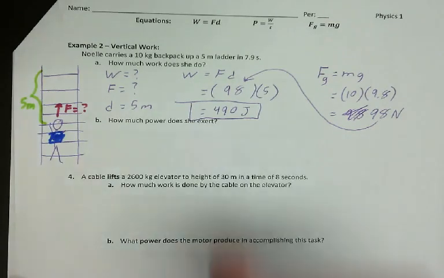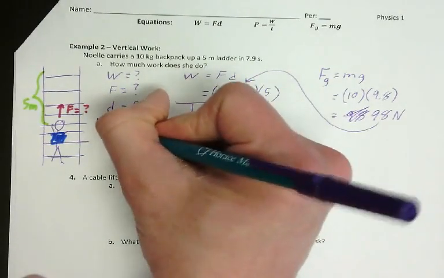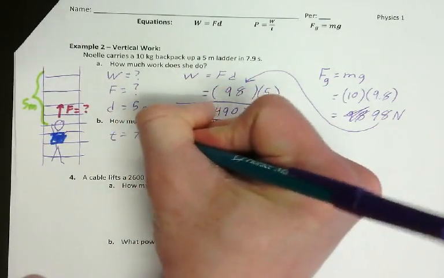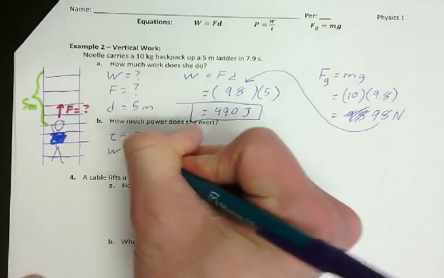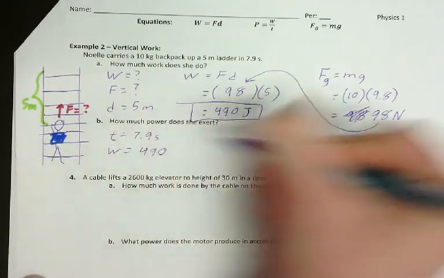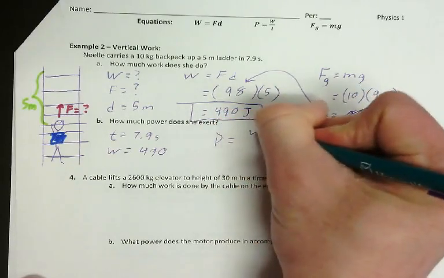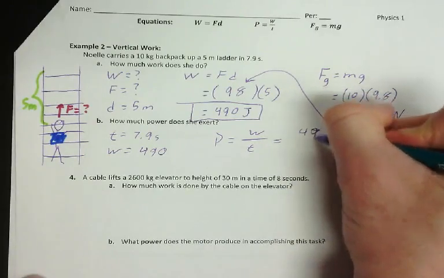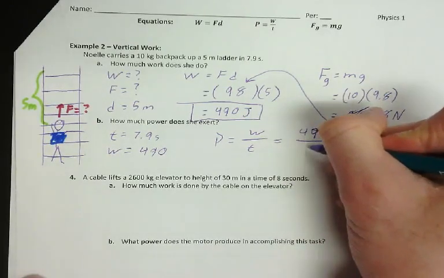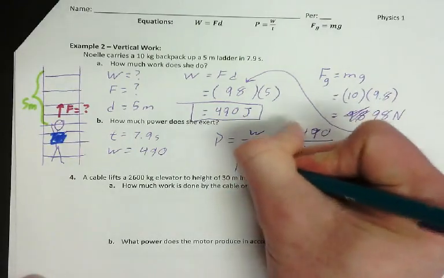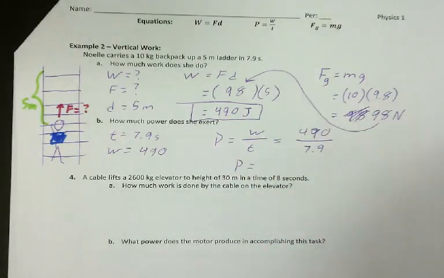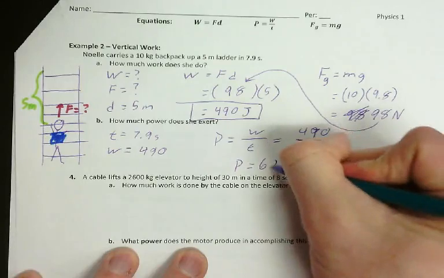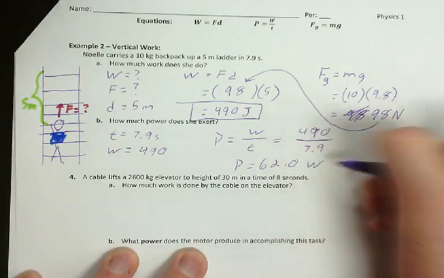How much power does she exert? Same thing. Power equals work over time. I know the time it takes is 7.9 seconds. I just found the work. Work was 490 joules. So power equals work over time equals 490 over 7.9. And we get a power of 62.0 watts.